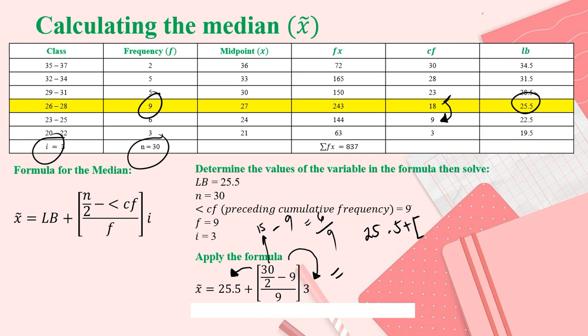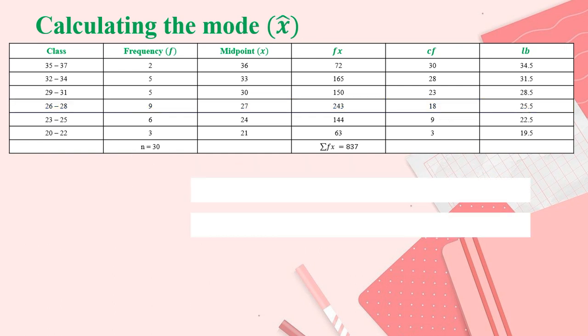0.66666 and then, direct na po natin siyang i-multiply sa 3. Yung sagot doon, we got 2. So, 25.5 plus 2, our median will be 27.5. And that will be our final answer for the median. Okay? And last is calculating the mode.